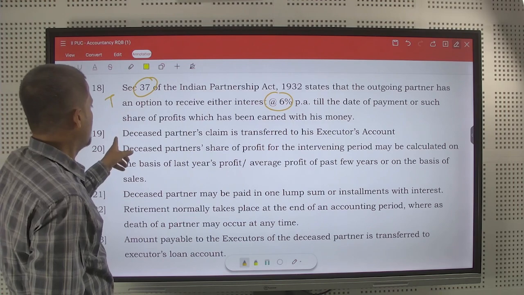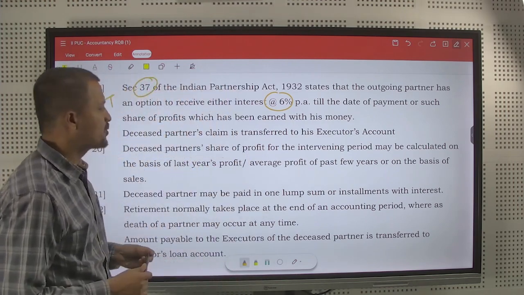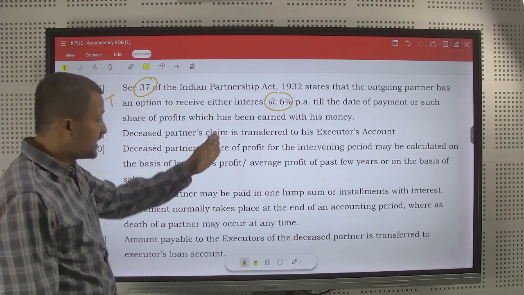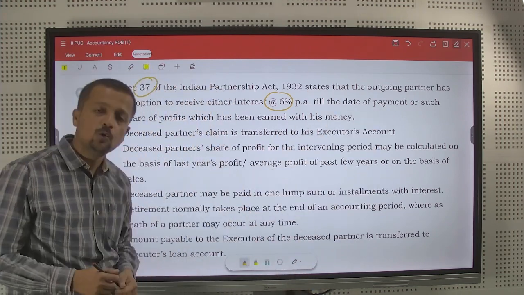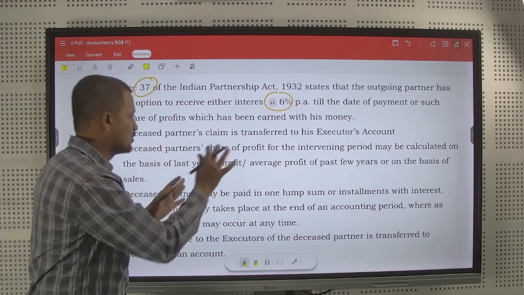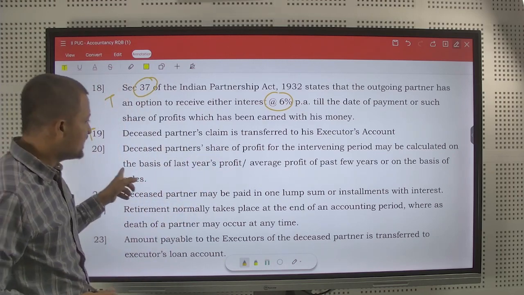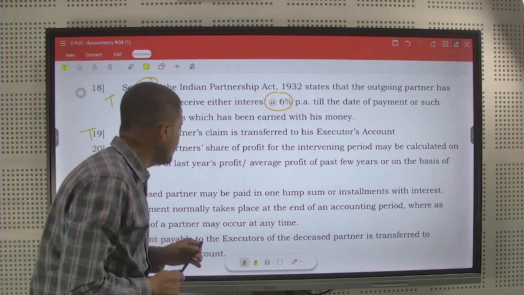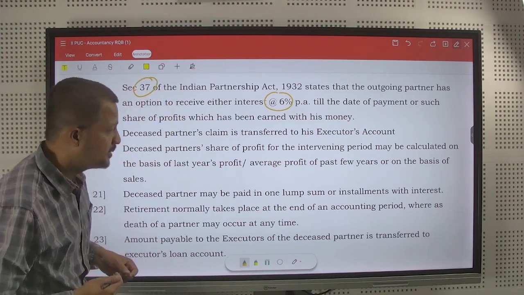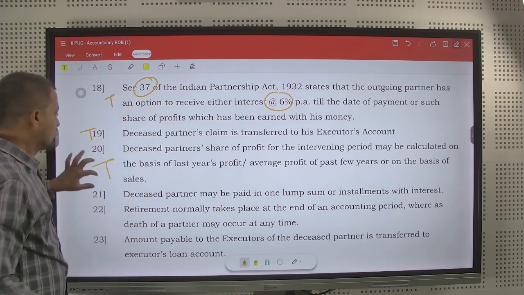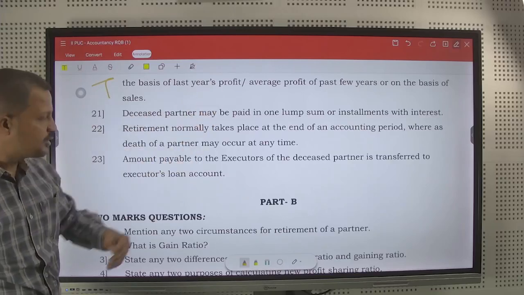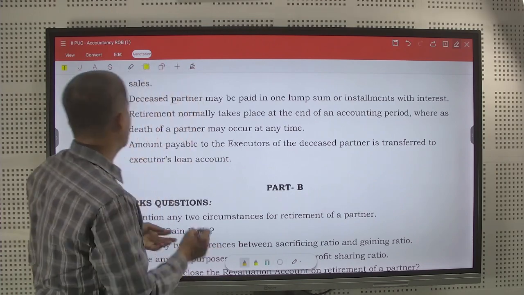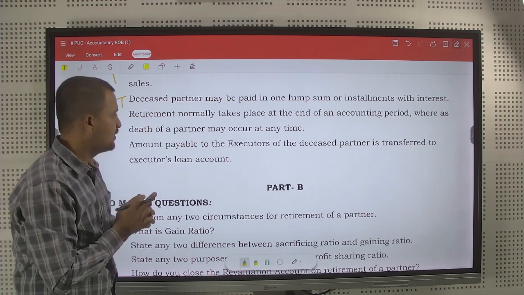Then deceased partner's claim is transferred to his executor's account. This is true. If it is executor's claim, then it should be transferred to executor's loan account as per board's clarification. Now, deceased partner's share of profit for the intervening period will be calculated on the basis of last year's profit, average profit of the past year. So, true. That's what we learnt in the true or false also. Deceased partner may be paid in lump sum or in installments, yes, true, you can choose any way.